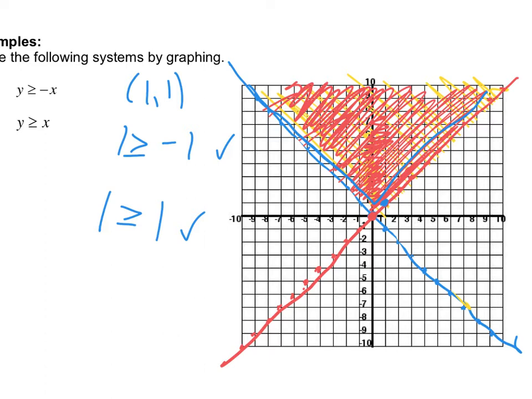If it doesn't work, you either picked a wrong point that wasn't in both, or you did something wrong, and you need to go back and look.